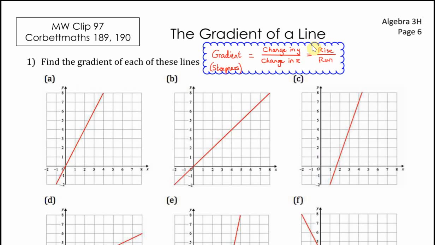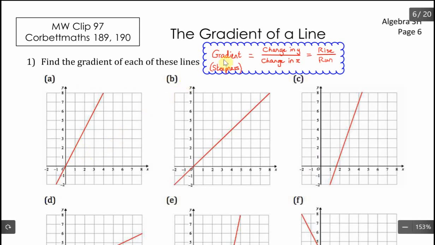Year 10, page 6 is all about finding the gradient of straight lines. A skill that's really important because when you get onto maths later on, the gradient represents all sorts of things, like velocity, acceleration in certain contexts, and lots of different things in different contexts. So how do we find the gradient of a line?